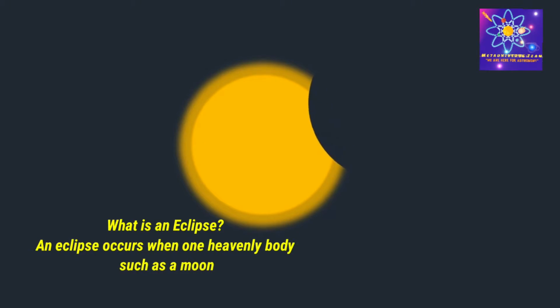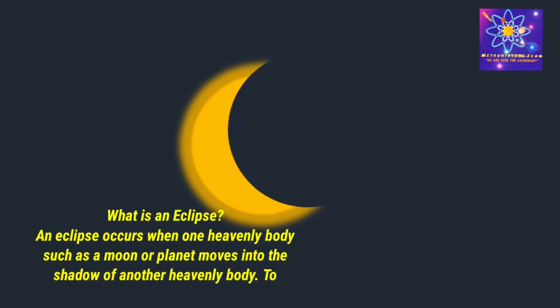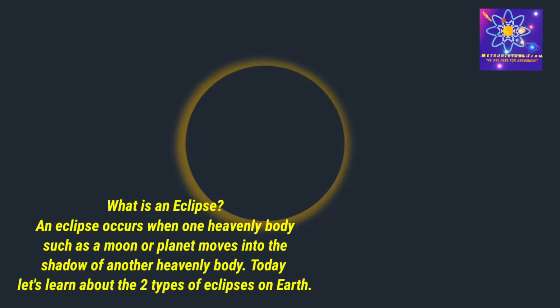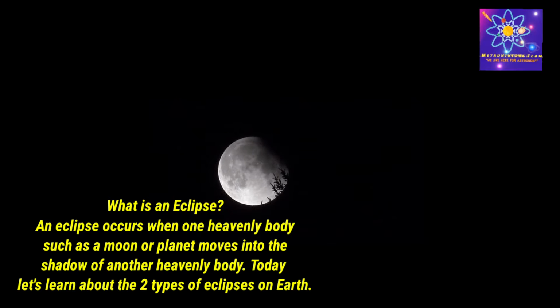What is an eclipse? An eclipse occurs when one heavenly body such as a moon or planet moves into the shadow of another heavenly body. Today let's learn about the two types of eclipses on Earth.